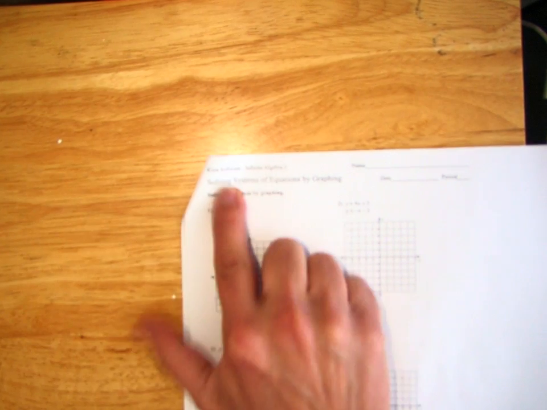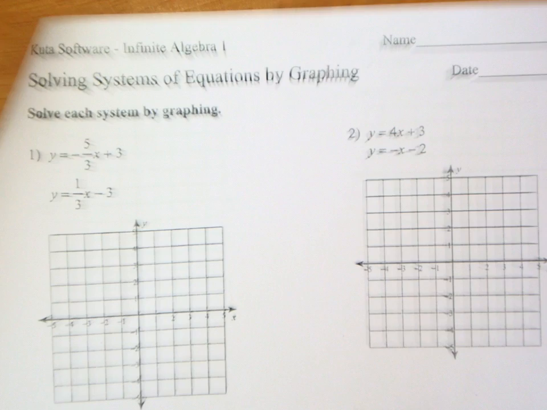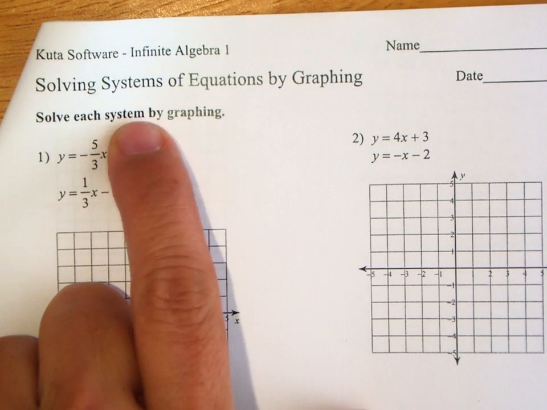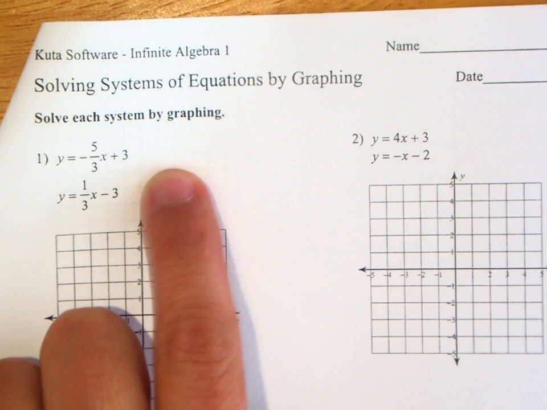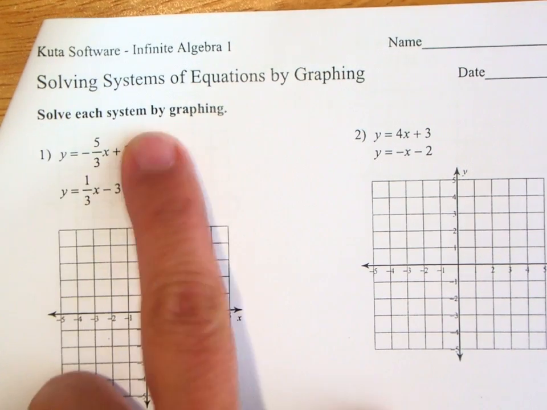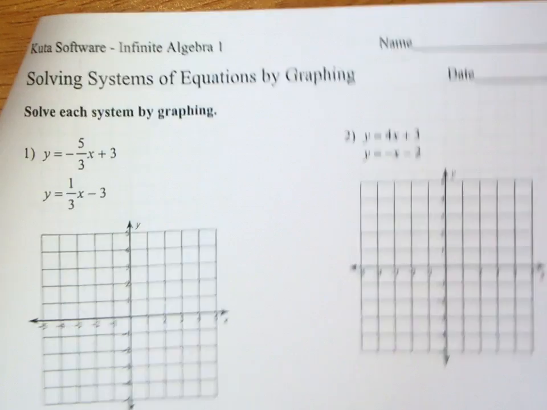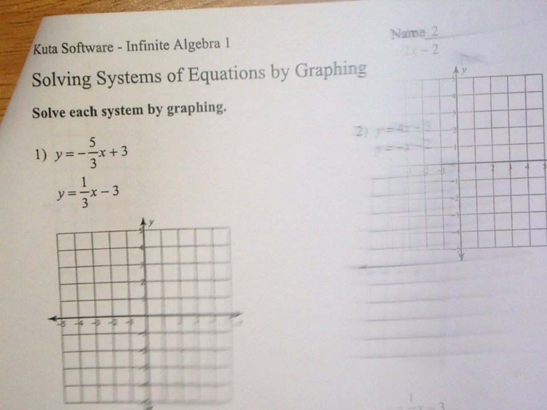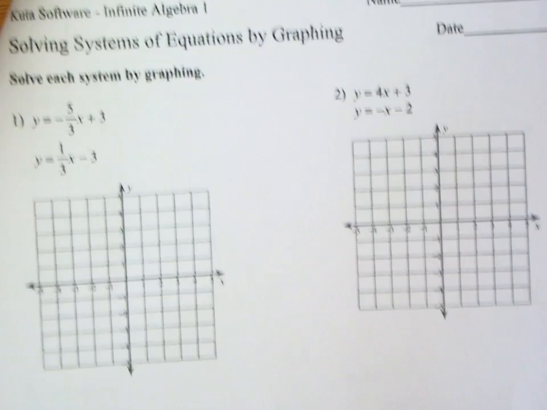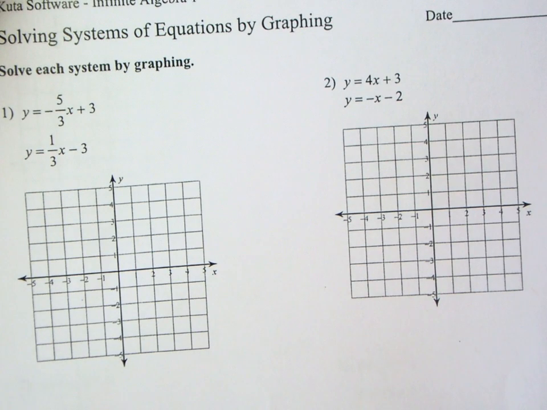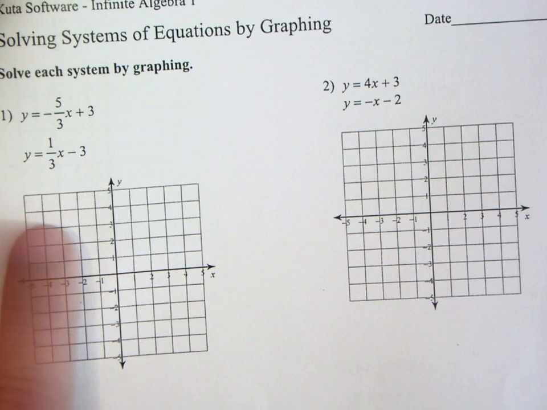So this one's called Kuta Software. If you couldn't see it, I don't know if you were able to see it. Kuta Software, Infinite Algebra 1, solving systems of equations by graphing. So we're going to basically find the point of intersection. There are 8 problems, okay? So I'm going to go ahead and do a couple and explain how to do this, all right? So we'll do number 1.